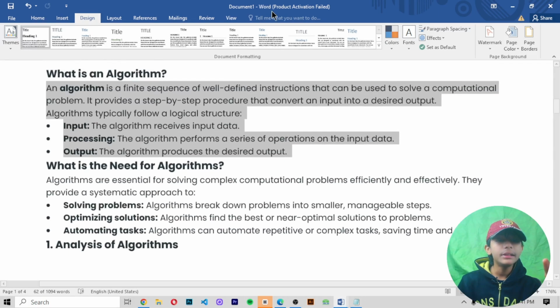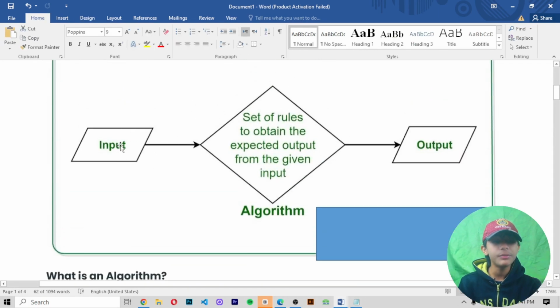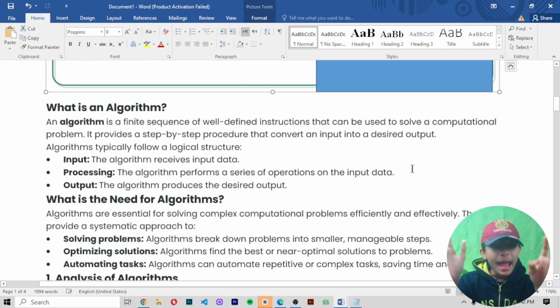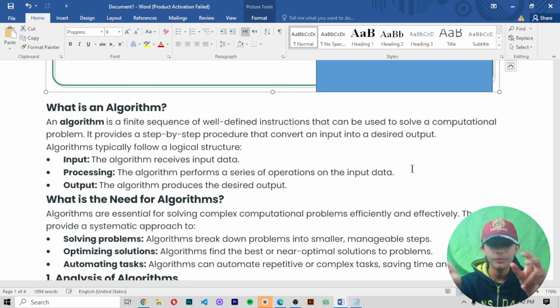In this diagram, first we write the input, then it is processing in the center here, and then it gives me the output. An algorithm is a finite sequence of well-defined instructions that can be used to solve a computational problem. It provides a step-by-step procedure that converts input into a desired output.